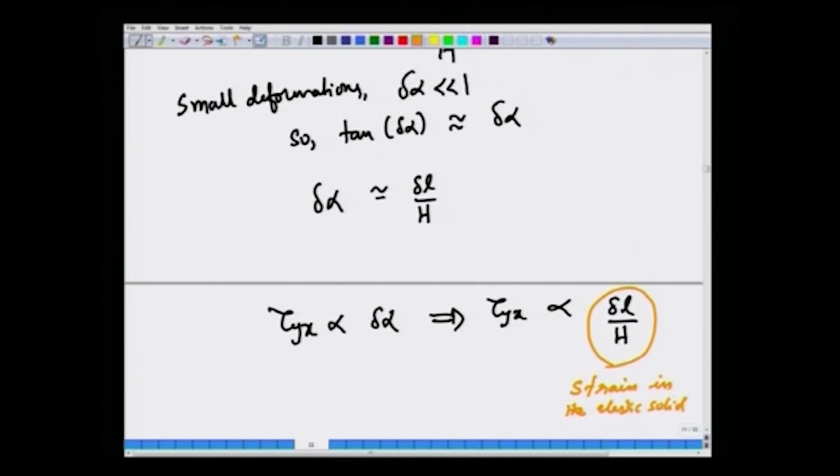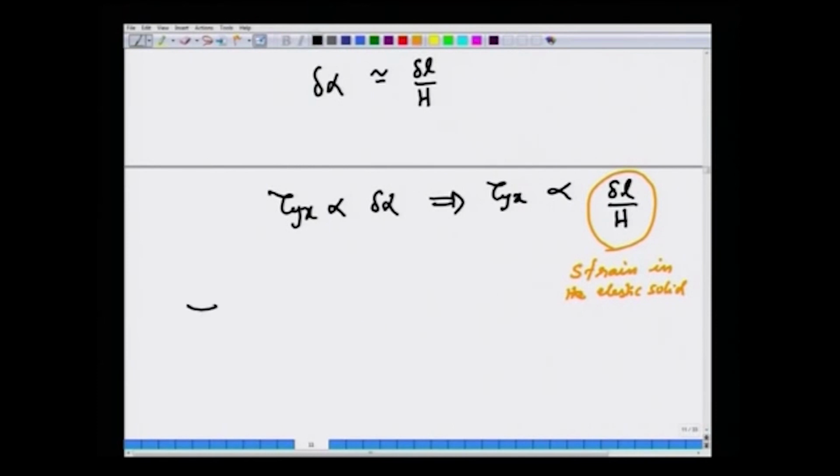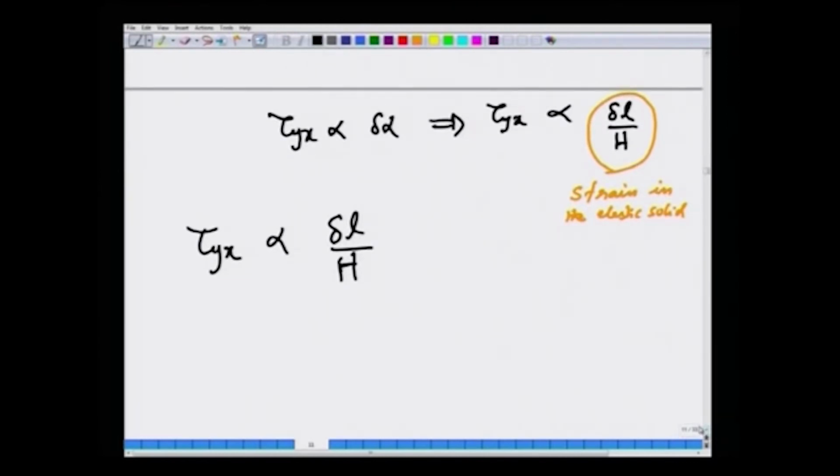Delta L has dimensions of length, H has dimensions of length. If I divide the two, it will be a non-dimensional quantity. So, tau y x is directly proportional to the strain. The stress is directly proportional to the strain in the elastic solid. Okay. Now, the constant of proportionality.